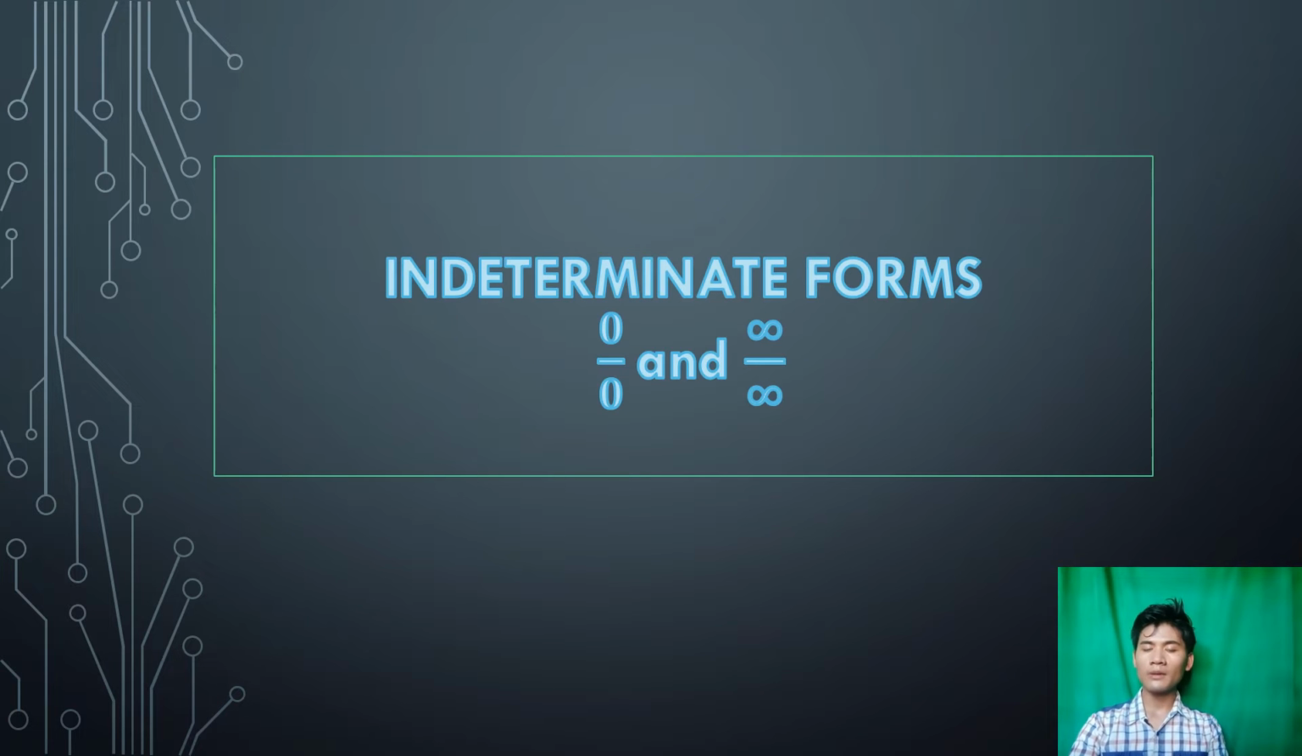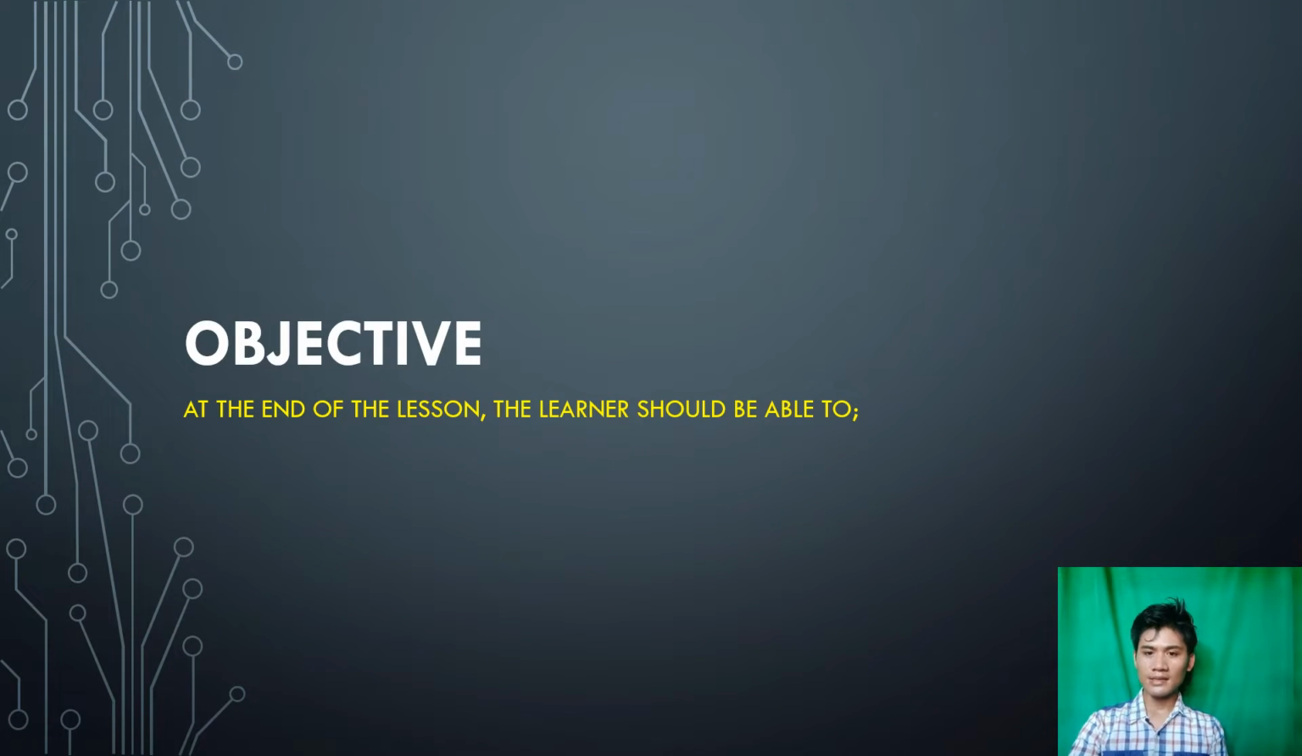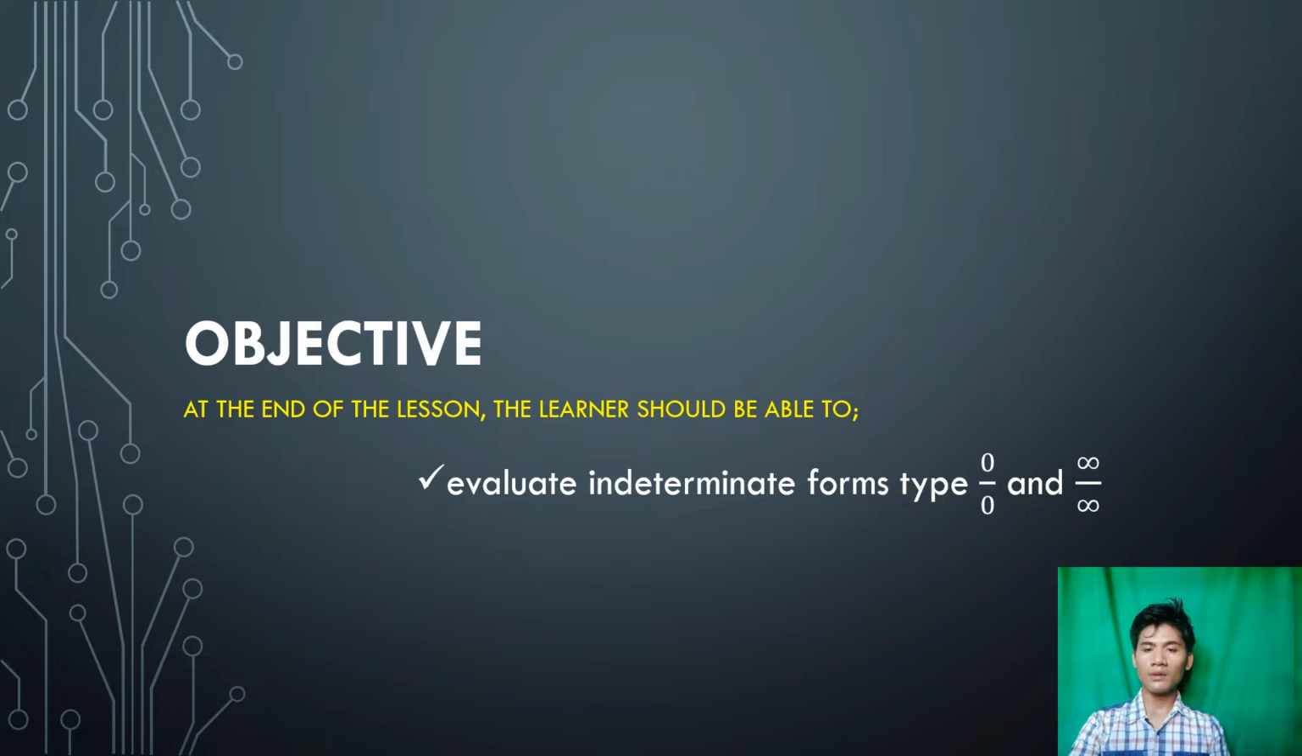So for today, we will be discussing the indeterminate forms of the type 0 over 0 and infinity over infinity. This video serves as a brief introduction as well as a review before we proceed to the other topics that I'll be uploading here on my YouTube channel. The objective of this video is that at the end of the lesson, the learner should be able to evaluate indeterminate forms of type 0 over 0 and infinity over infinity.